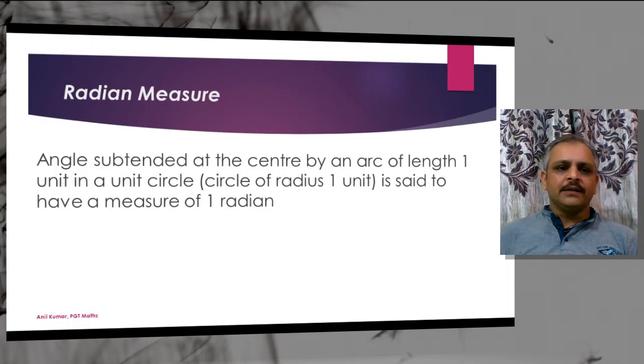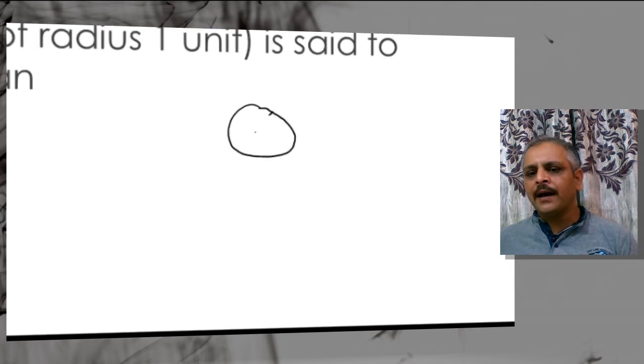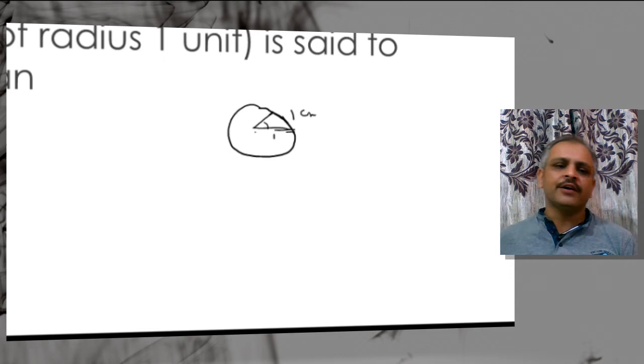What is radian measure? It is the angle subtended at the center by an arc of length 1 unit in a unit circle. That means if my circle is a unit circle, then the angle subtended by an arc of length 1 centimeter, 1 unit, where the radius is also 1, is known as 1 radian. Let's understand it more clearly.